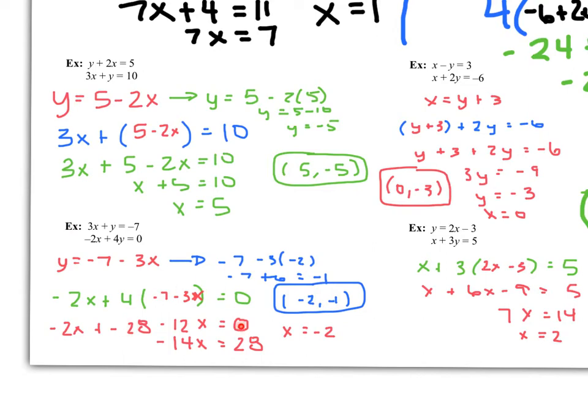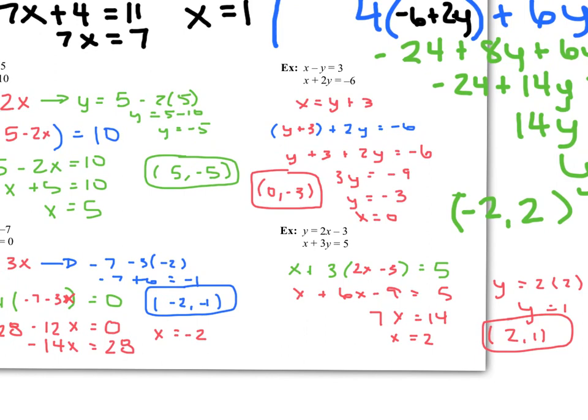To move the negative 28 to the other side, you would add. So you have a positive 28. Divide by negative 14. X is negative 2. Plug that in for x. Negative 7, that's 2 negatives, so it becomes plus 6, and you get negative 1. So negative 2, negative 1.